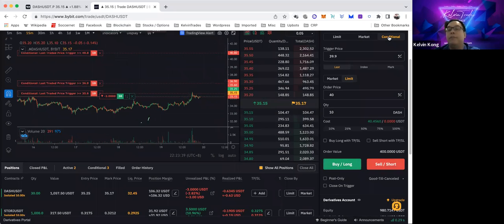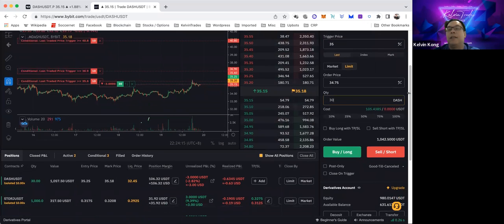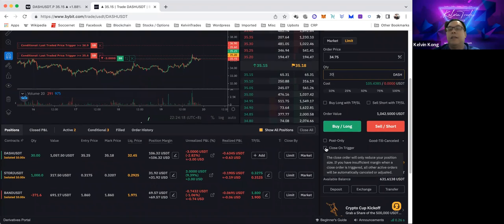Same thing, go to conditional. Your stop order was 34.75. So the trigger price will be slightly above 34.75. I will put, let's say, 35, for example. That's my trigger price. That means if the price comes down all the way to $35, this order price will be triggered and placed into the order book. Obviously the stop loss quantity must be the maximum quantity, 30. Click close on trigger, click sell short.